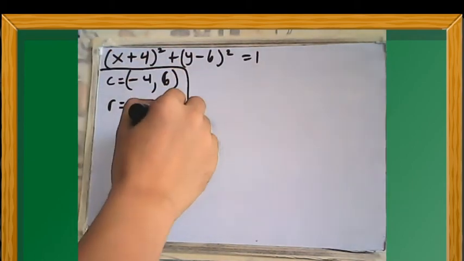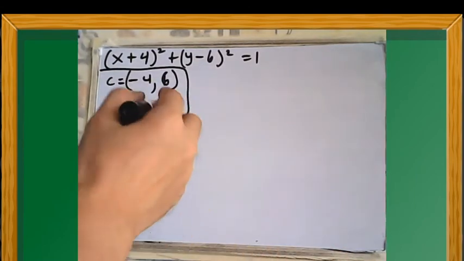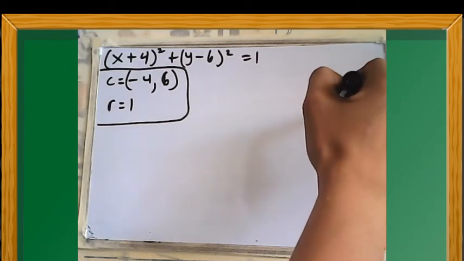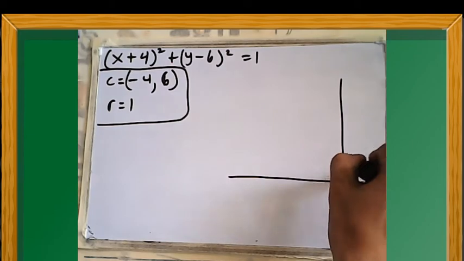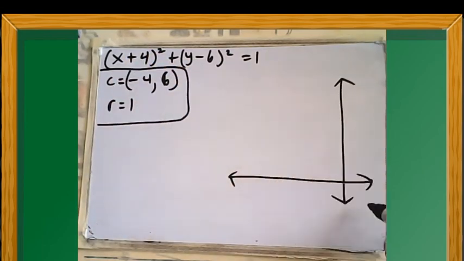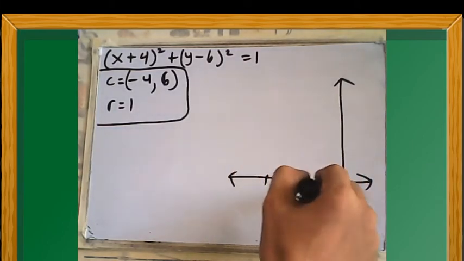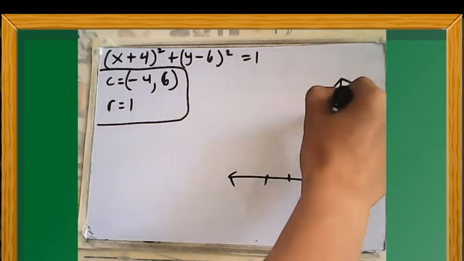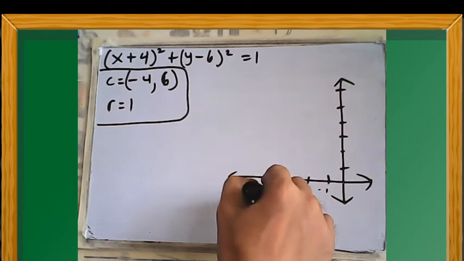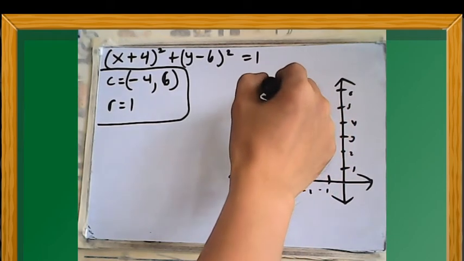With this given information, we can easily graph a circle on the Cartesian plane. Since the ordered pair is negative and positive, it can be found in the second quadrant. Let's emphasize the second quadrant when making the graph of the plane. So first, second, third, and fourth quadrant. Since we are in the second quadrant, we focus here. Our center is negative 4, 6. So negative 1, negative 2, negative 3, negative 4, then 1, 2, 3, 4, 5, 6. This is the center.